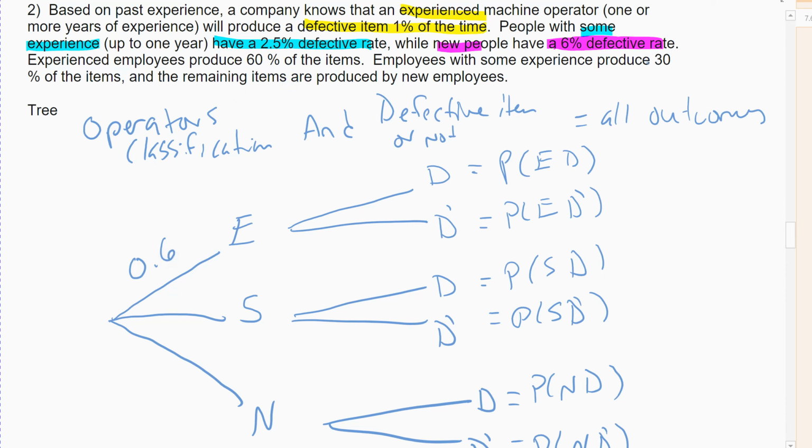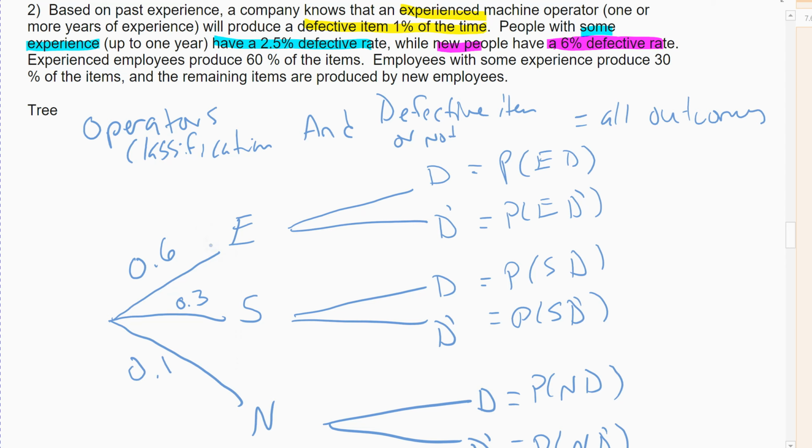Those with some experience produce 30%. Right? They're a little slower. They don't produce as much. And there's probably fewer of them. And the new guys produce the rest. Well, remember, this has to add up to all the items being made. So right now we've got 90% of the items being made between experienced and some experience, which means 0.1, which is 10%, are made by new people. And there should be less new people, and they're not as fast, probably. They don't make them as fast. And so there are my classifications.